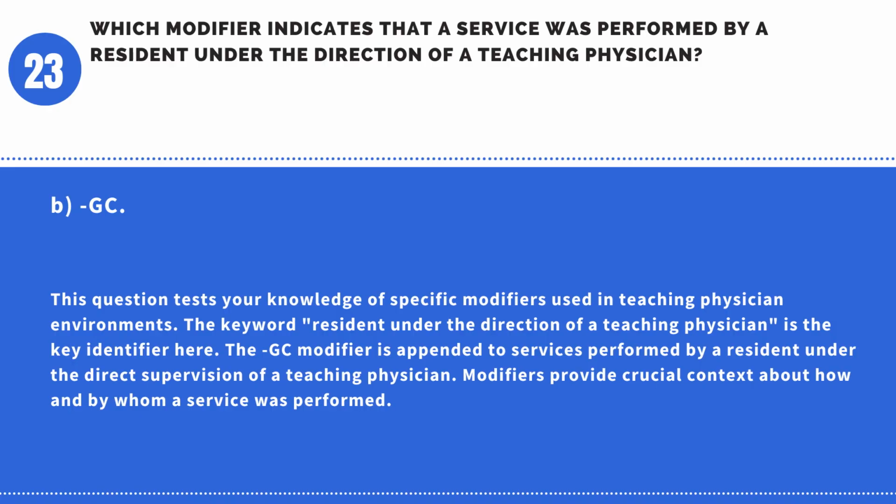The keyword resident under the direction of a teaching physician is the key identifier here. The GC modifier is appended to services performed by a resident under the direct supervision of a teaching physician. Modifiers provide crucial context about how and by whom a service was performed.